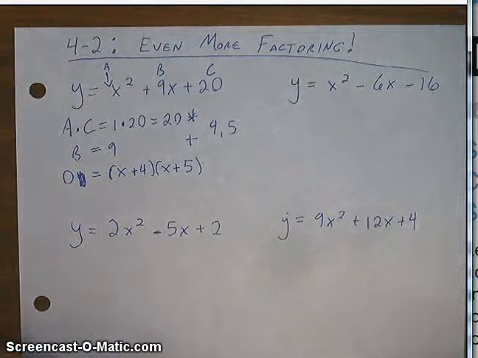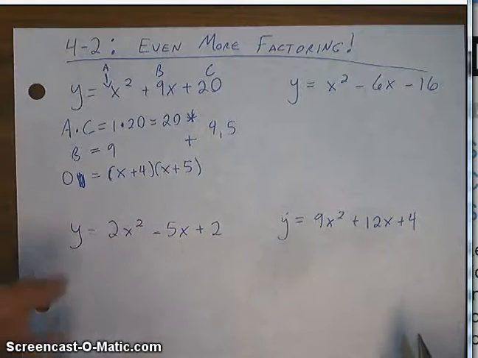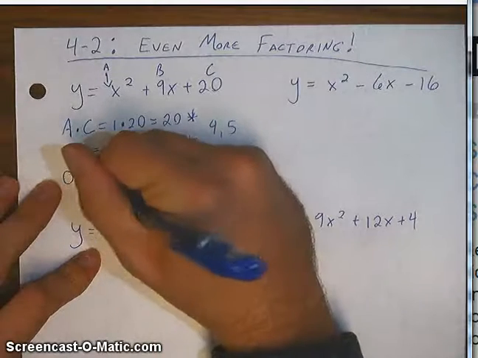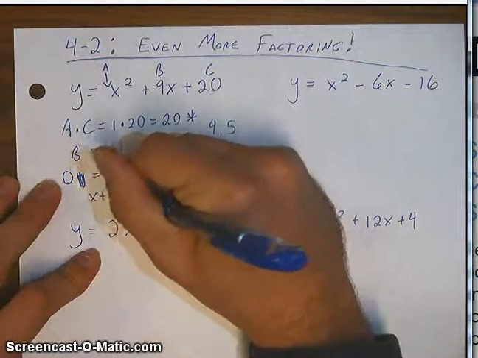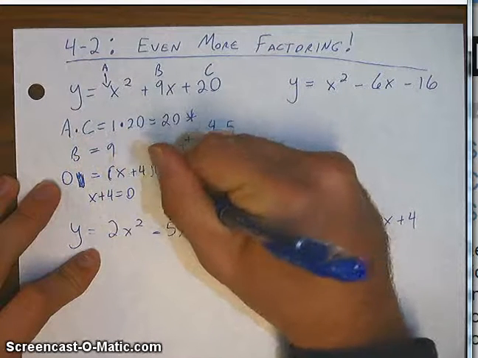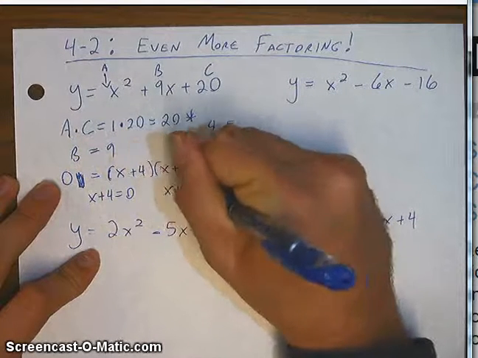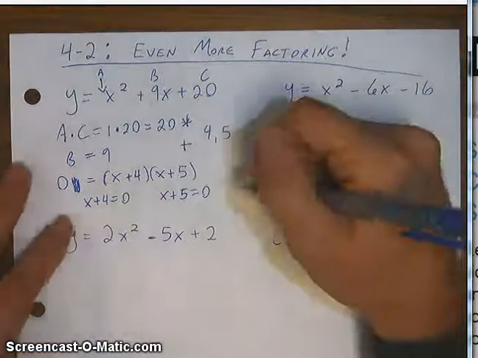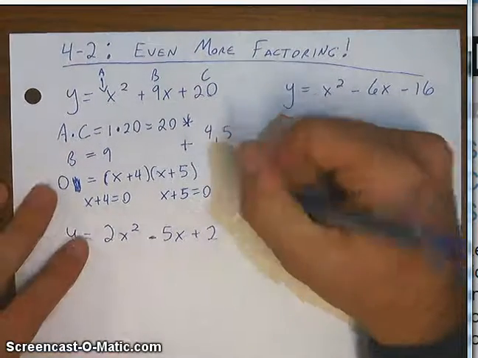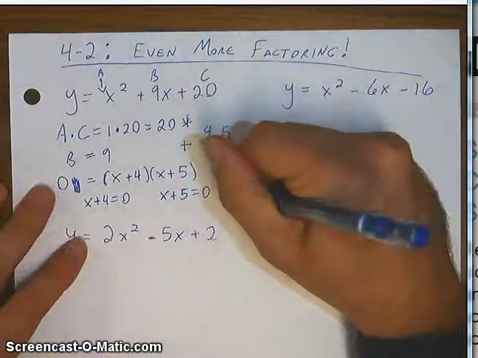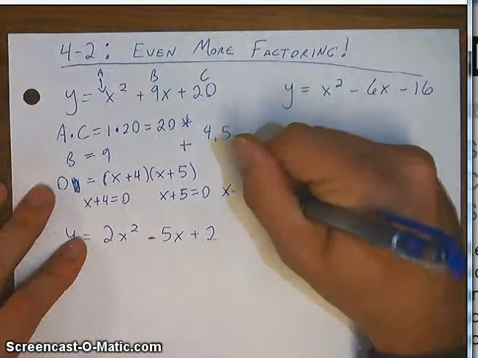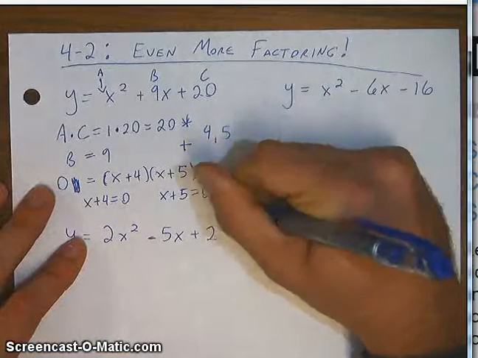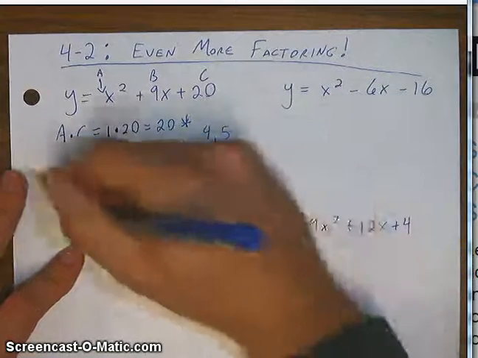Once I've done that, the nice thing about factoring is I can take each of the individual factors, x plus 4 and x plus 5, and set them equal to 0. And then from here, we're just solving. So x plus 4 equals 0, x plus 5 equals 0. That means that x must equal negative 4, comma, negative 5. Those are my two solutions.